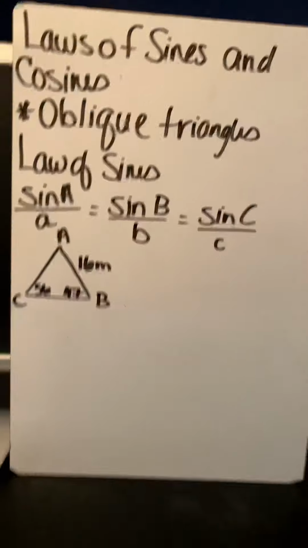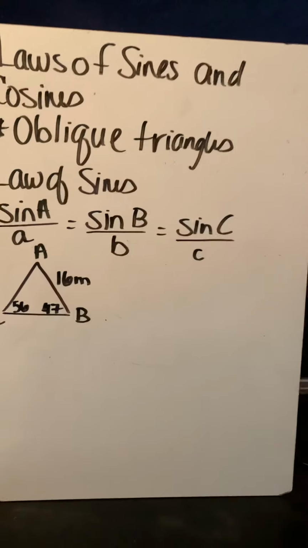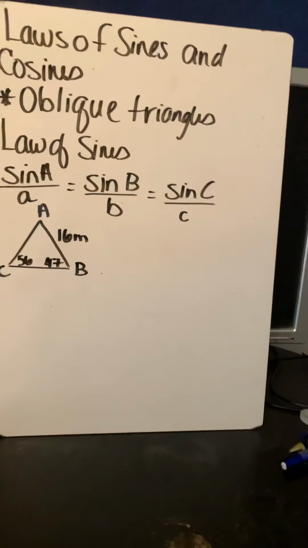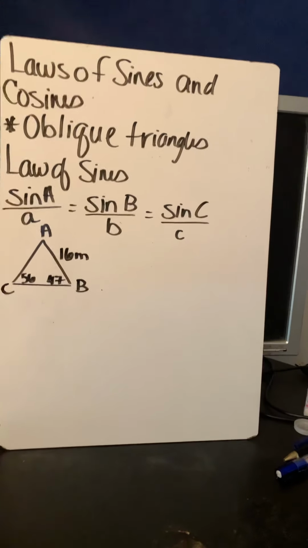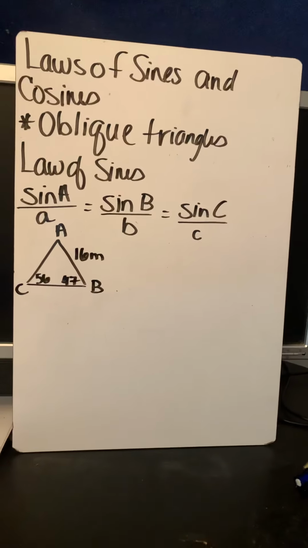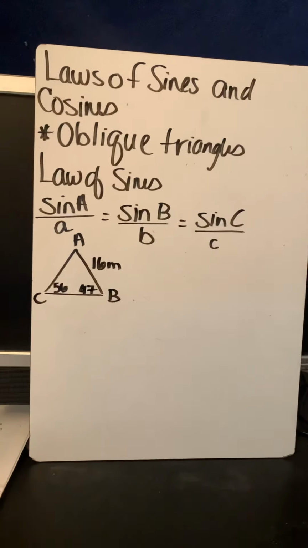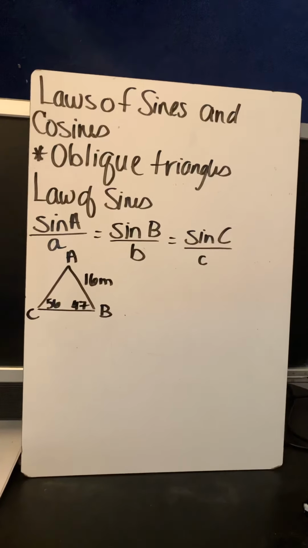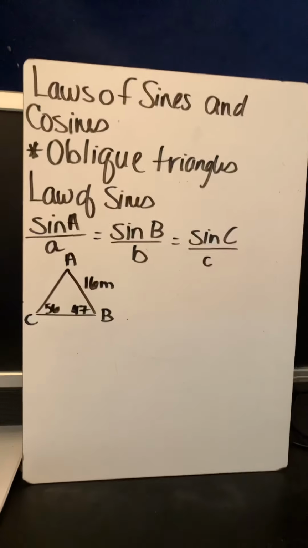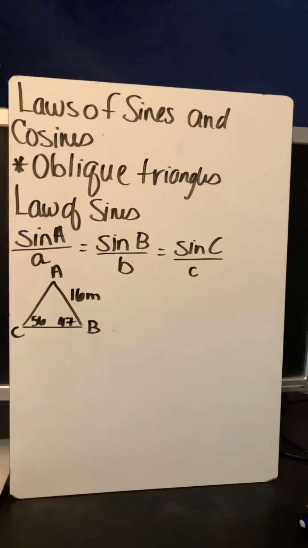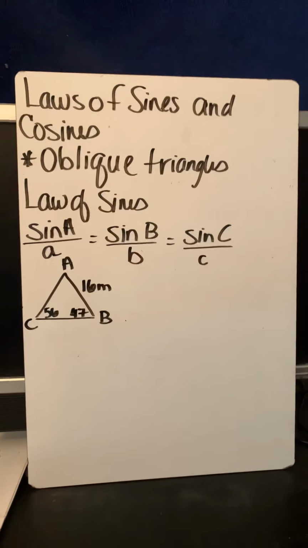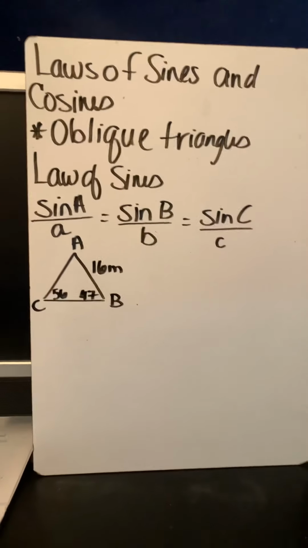Alright, geometry. Today we're going to do an extension on something that is really important with trig, and that is the laws of sines and cosines. And these you use with oblique triangles. So an oblique triangle, usually your scalene triangles. They just call them oblique for a fancier name.